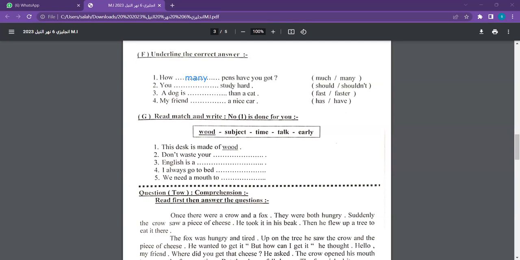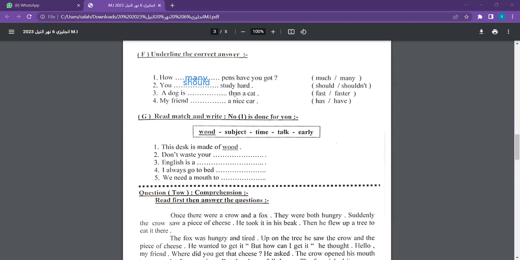Okay, number two, you dash study hard. You should or you shouldn't? You should. Very good. Why didn't you say shouldn't? Because you must study. You should study. That means we know this from the meaning: يجب أن تدرس جيدا أو باجتهاد. You should. But I can also say you shouldn't: يجب أن لا تدرس. Okay.